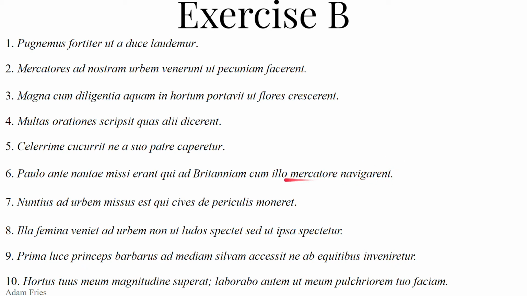So this is a relative purpose clause, an adjectival purpose clause. It explains the purpose of the antecedent. Why were the sailors sent to Britain? I'm sorry, why had the sailors been sent? So they could sail to Britain with the merchant. So a little while ago, the sailors had been sent to sail to Britain with the merchant. A little while ago, sailors had been sent who were to sail with that merchant to Britain.